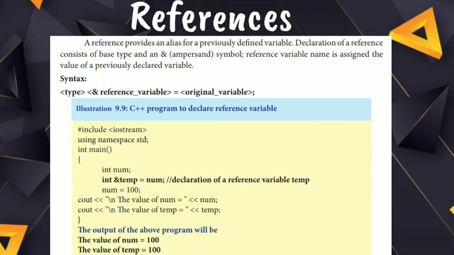Reference syntax, one variable for reference. Hashtag include iostream, using namespace std; int main, int num is equal to 100; int &temp is equal to num. Cout the value of num. Cout the value of temp is also 100. Num is also 100. This is called references. These are the easiest way to learn.